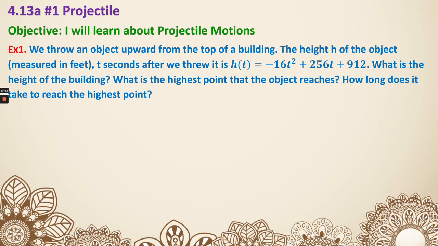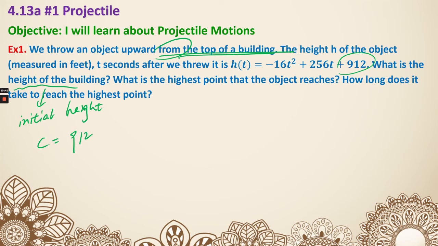We throw an object outward from the top of a building. The height h is given in the formula. What is the height of the building? Well, it's starting from the top of the building, which means if we're looking for the height of the building, we are looking for initial height, which actually is the c in standard form. So that is going to be 912 and the unit feet.